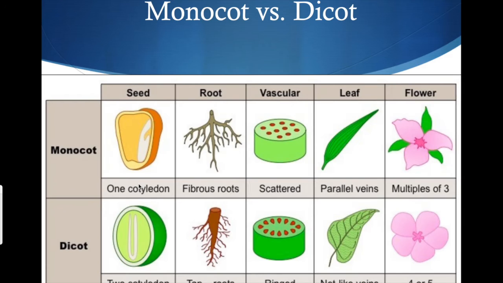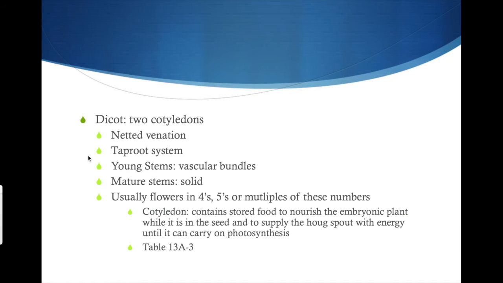Now, in a case like a palm tree, a palm tree won't have a root that goes as deep as another type of tree. But how does the palm tree adapt for that? It bends. Okay. So mature stems are solid. Young stems have vascular bundles. The flowers usually come in 4s or 5s or multiples of these numbers.